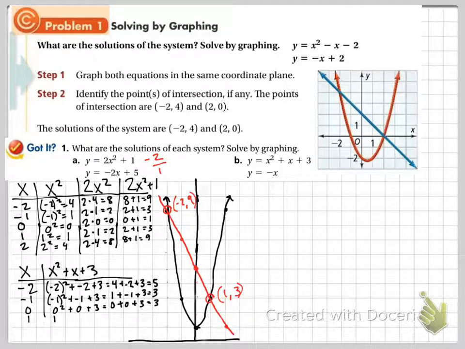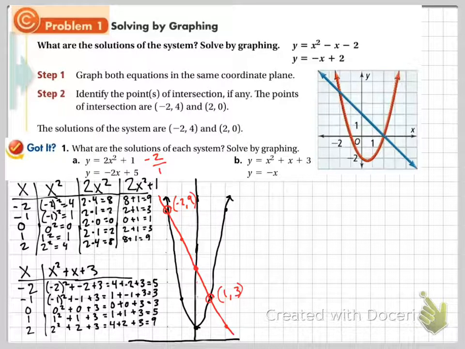Plug in 1, so we get 1 squared plus 1 plus 3. So that's 1 plus 1 plus 3. 1 plus 1 is 2. 2 plus 3 is 5. And we'll do 2 as well. 2 squared plus 2 plus 3. That's 4 plus 2 plus 3. 4 plus 2 is 6, plus 3 is 9.